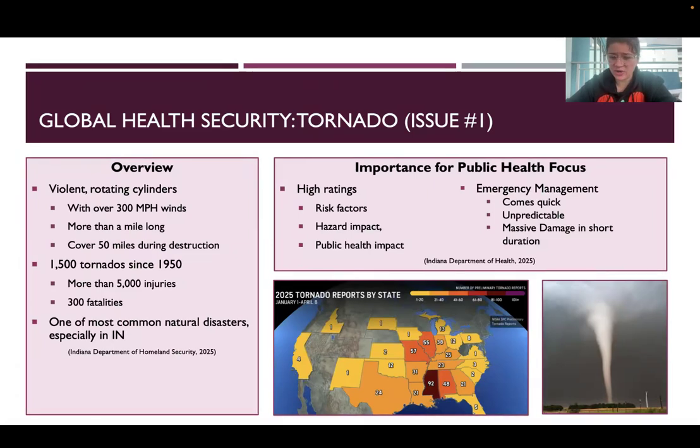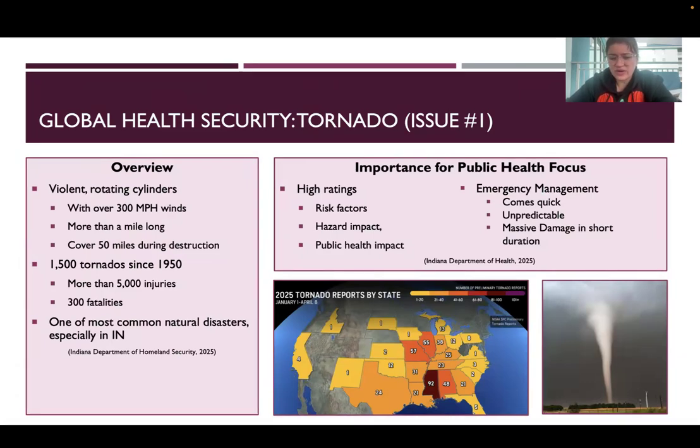However, just in case you are unaware of its specifics, a tornado is a violent, rotating cylinder that can have winds up to 300 miles per hour. Also, tornadoes could be over a mile wide, and just one tornado can cover a 50-mile radius during destruction. There could be multiple tornadoes in a city at once and/or throughout the state, leading to a risk of a lot of injury, death, and damage very quickly.